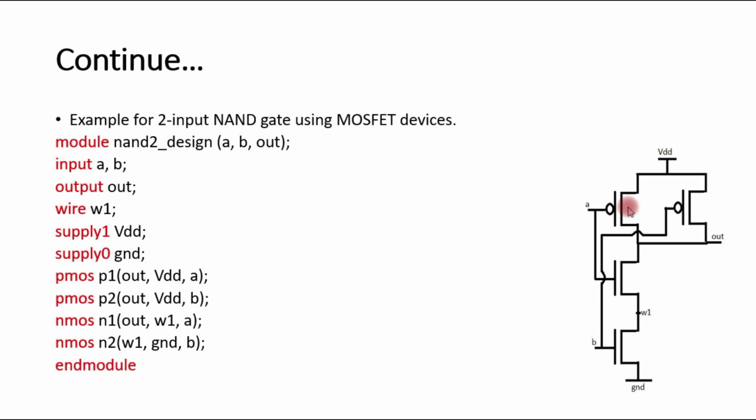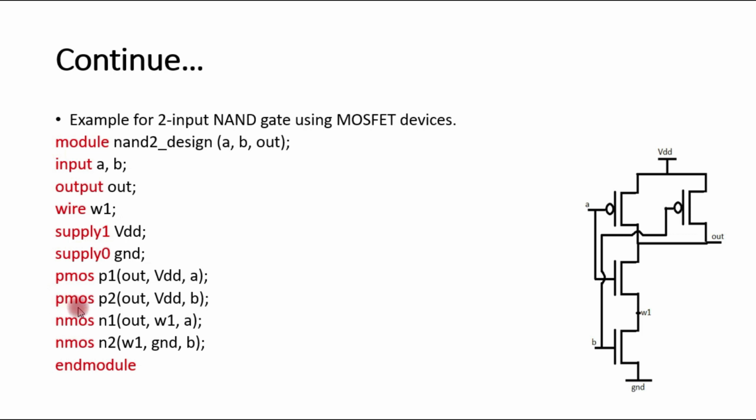So we simply say this one is PMOS device P1 label, this one is PMOS device P2 label, NMOS device N1 label, NMOS device N2 label, for simplification and better understanding. So the connection for the PMOS device is the keyword PMOS, label P1. This is the P1 transistor, and here the output signal is out, input data is VDD, and control signal is A. So the syntax for P1 is out, VDD and A.